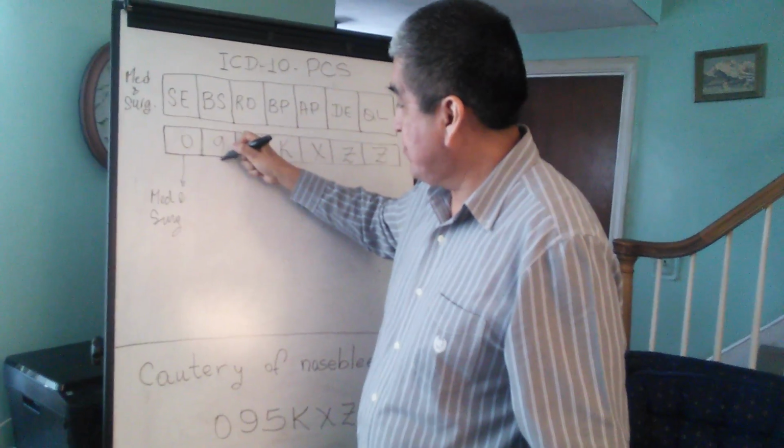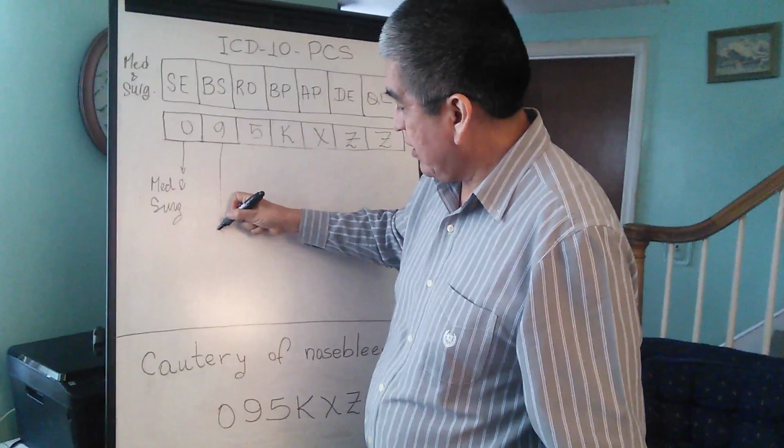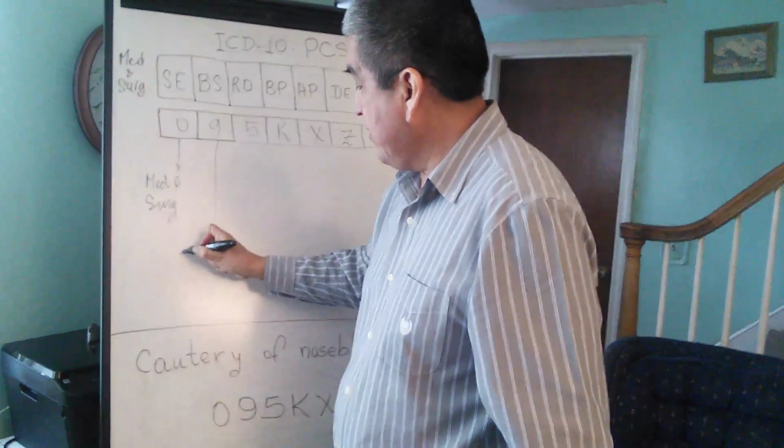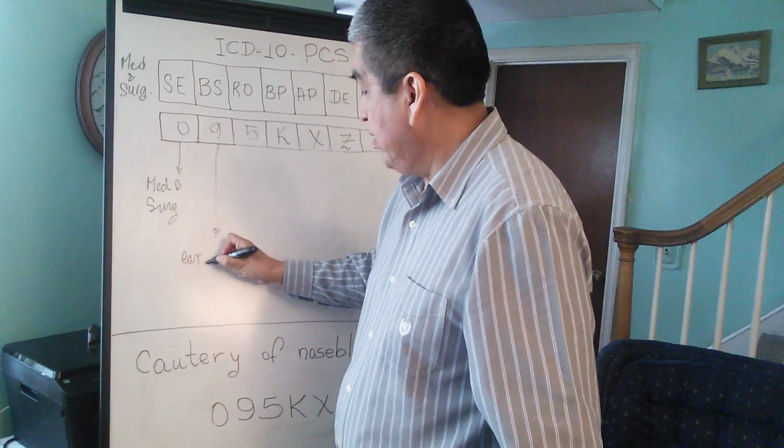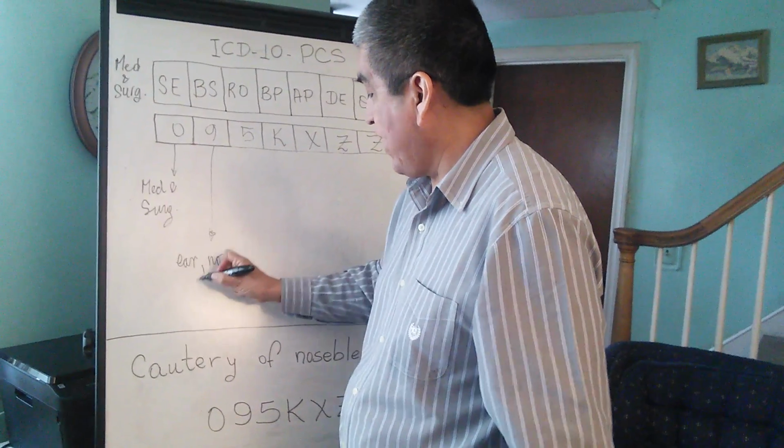And that's 9, right? So we're going to write it down here. This is the ear, nose and sinus.